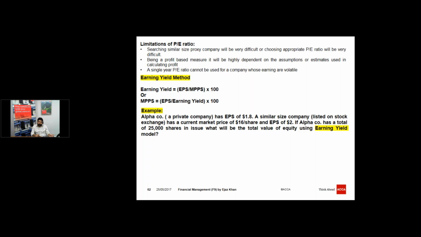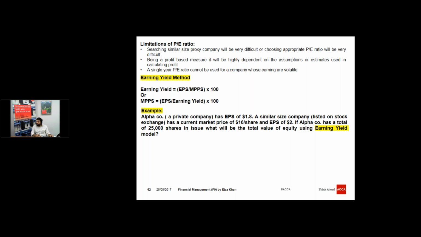The solution is to use an average price earning ratio for the last 3, 4 or 5 years. This can be done, so we can solve this problem. This is not a limitation that cannot be removed. We can use an average price earning ratio of 5 years for valuing a company. So these are the limitations of the price earning ratio. Volatile means fluctuating.